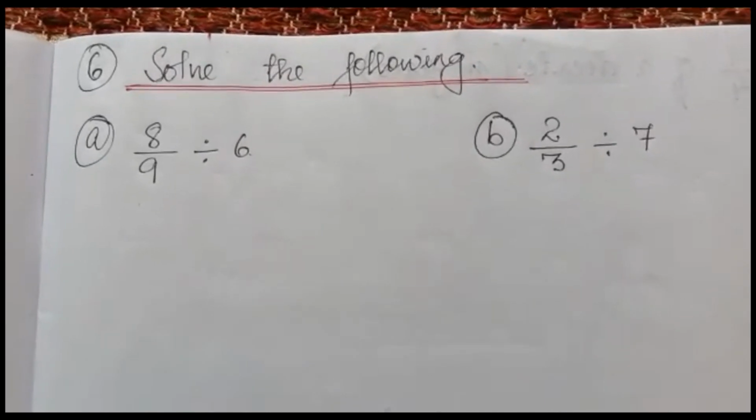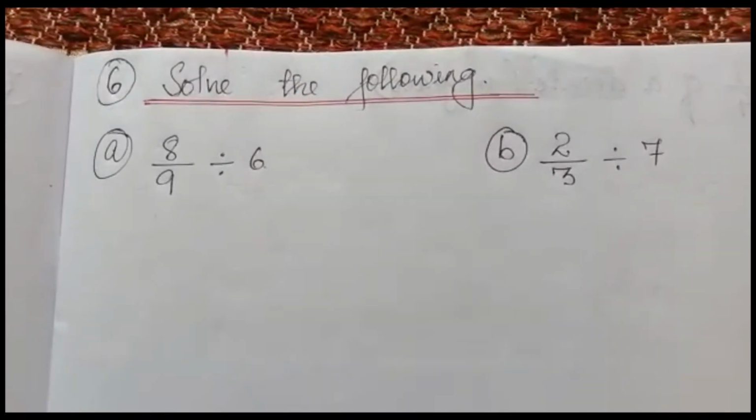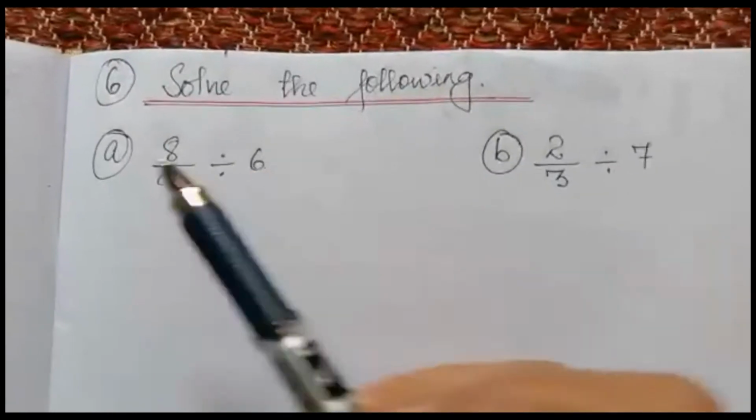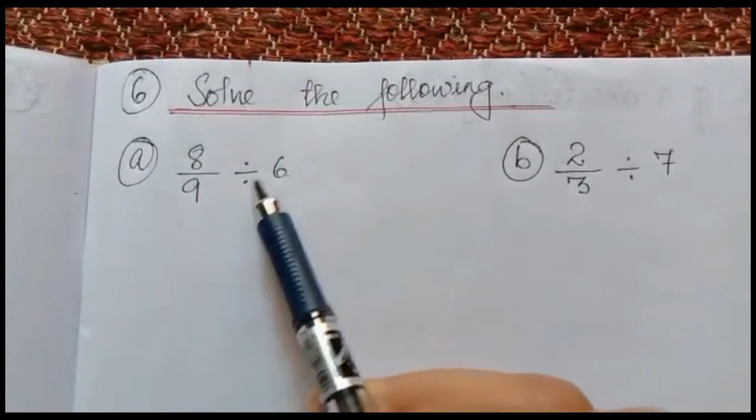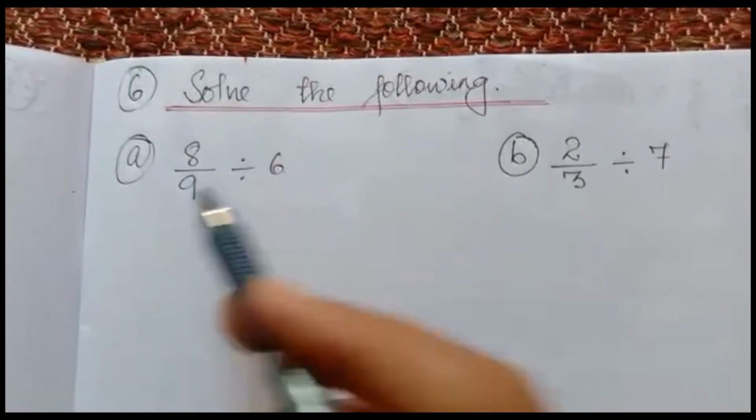You have done till question number 5 in last class. So today we will start from question number 6. Solve the following. Number A, 8 by 9 divided by 6. Now you have to solve this, okay?